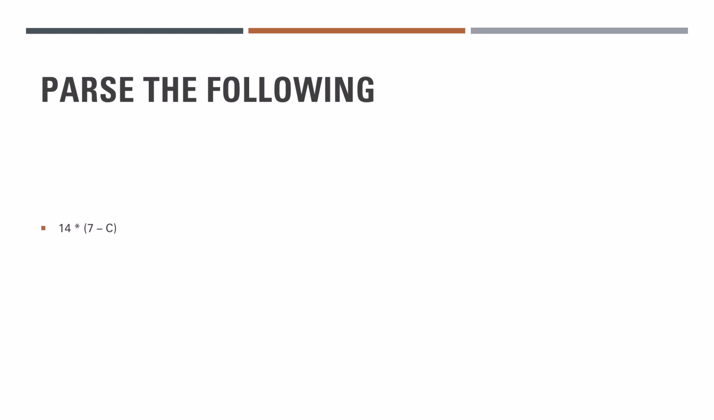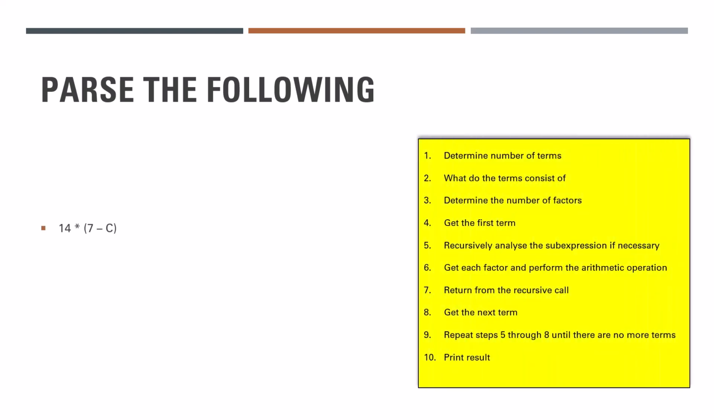So here we've got an expression. As per the process, we need to determine the number of terms. So here we have 2 terms. What do the terms consist of? Well, the first term consists of a number 14 and the second is a parenthesized expression consisting of a number and a variable. Determine the number of factors. So that's 3 factors, 14, 7 and C.